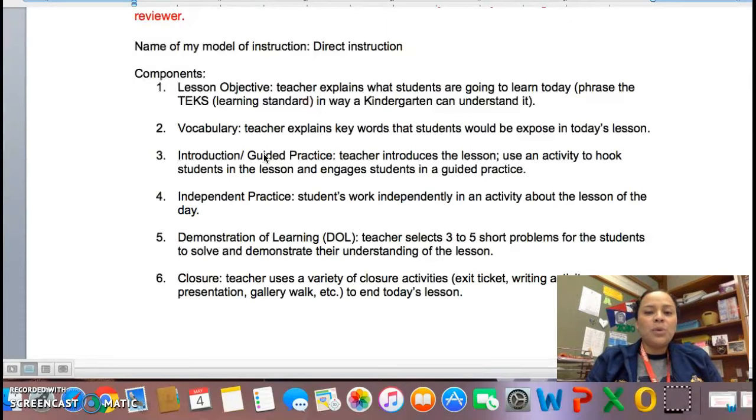And after this, we create a short test that we call the demonstration of learning, with 3 to 5 different problems that the students will be able to solve, and they will be able to demonstrate their understanding of the lesson. This will help us decide if they learned the new concept or not. For example, it will help us make decisions about if we have to reteach it, do it again, or if we can move on. And at the end, we use a closure activity that could be an exit ticket, a writing activity, a presentation, a gallery walk, anything that would be the closing of today's lesson.